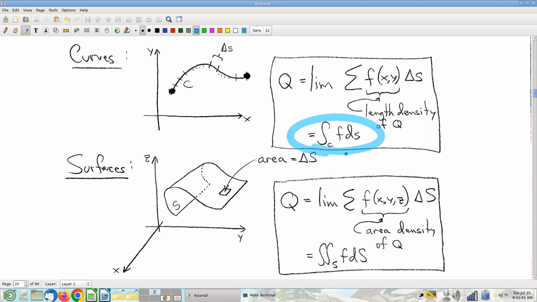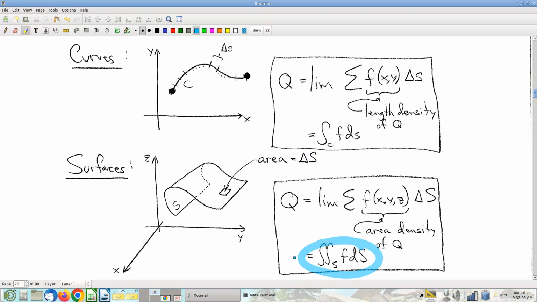line integral. That terminology is historical. Line is a regrettable choice because it's a curve. It's not necessarily a straight line, but at the time, the term line was understood to just mean anything that you can do with a pencil, right? Curves included. And then likewise here, a surface integral.